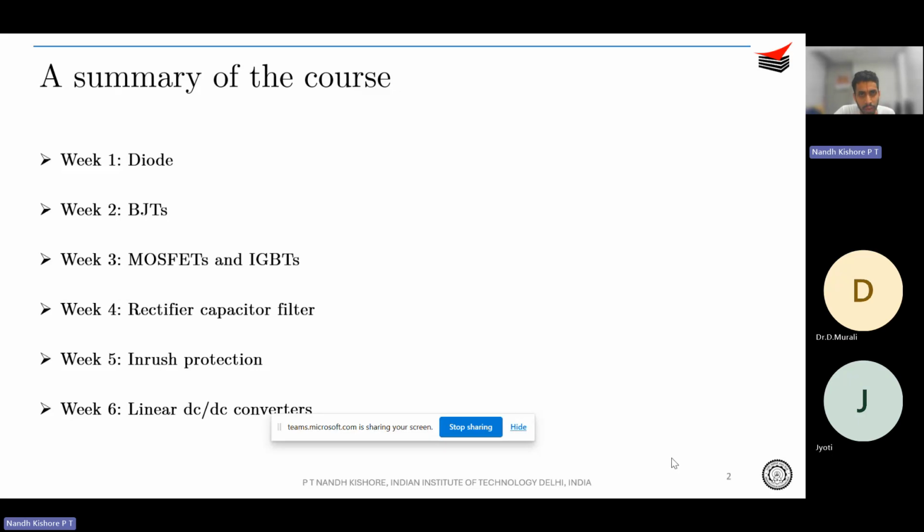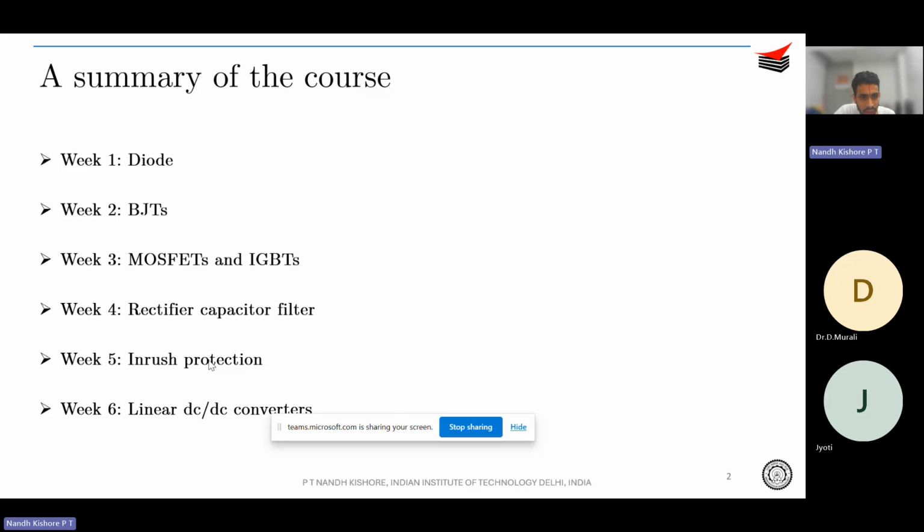So after we studied the devices, we went through what is known as the first converter that comes to mind, that is the uncontrolled AC to DC converter, or popularly known as the rectifier. So we studied the single phase half bridge AC-DC converter as well as a full bridge AC-DC converter. But one thing that we saw was that in order to have a stiff DC voltage at the output, we typically have a capacitor at the output.